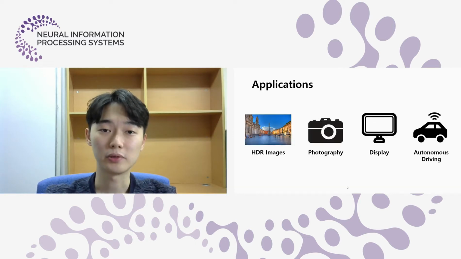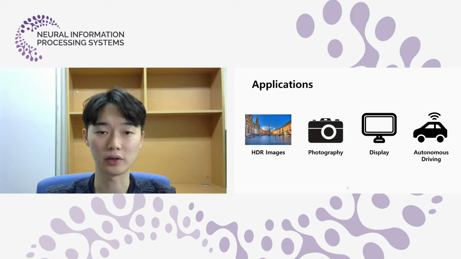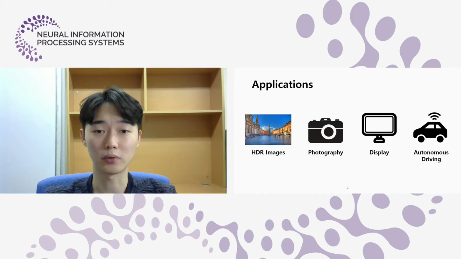High dynamic range images convey more information and are more robust to environment changes, such as illumination. Therefore, high dynamic range imaging has been important for many computer vision applications, such as photography, displays, and also autonomous driving.